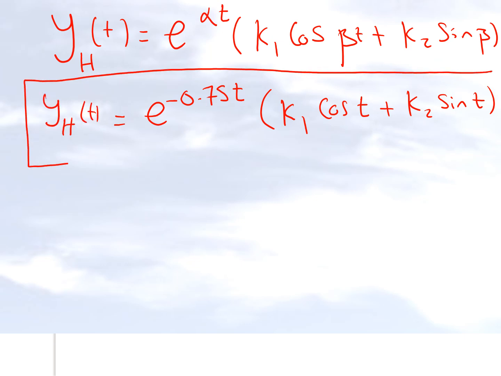We have k1 and k2, there are two unknowns, and we are going to use the provided values of the two initial conditions to solve for them once we have the form of the complete solution.